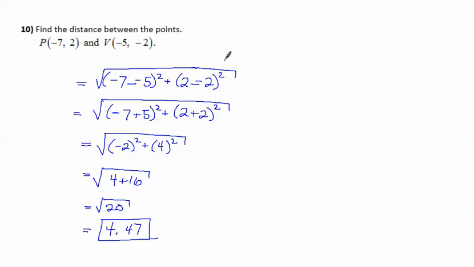And here's the solution you should have gotten for this answer. The distance is 4.47, which if you wanted to round to 4.5, that would also be acceptable. Keeping in mind that when you subtract negative 7 minus negative 5, that is going to become negative 7 plus 5. And when you subtract 2 minus a negative 2, that's really going to become a 2 plus 2. So keep in mind those sign changes.